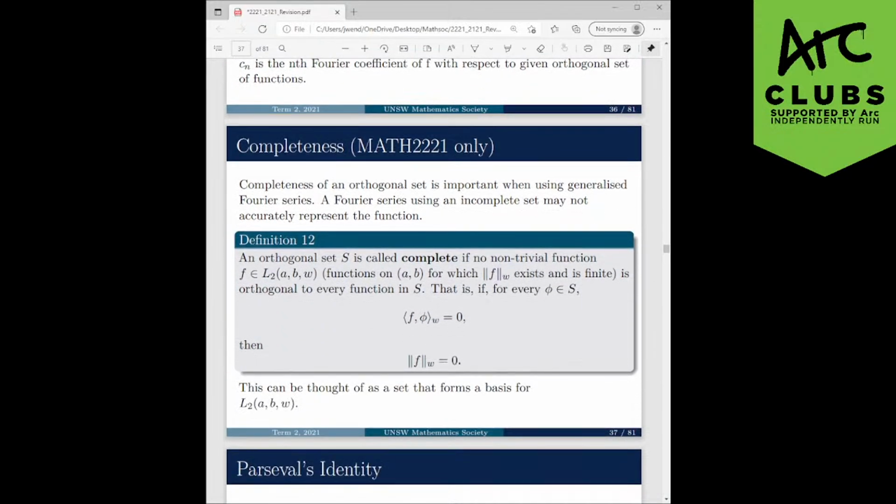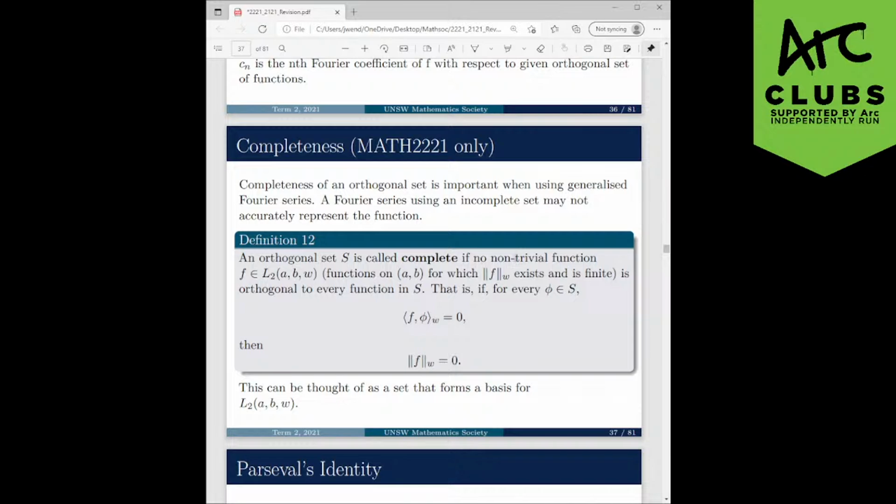Now, for 2221, an example: the completeness of an orthogonal set. We already have the definition of the orthogonal set, and I'm just adding on another definition. It's complete if there's no other function, some mysterious function outside the set, that is orthogonal to every function in your apparently complete orthogonal set. So if you've already decided it's a complete orthogonal set, you shouldn't be able to find some other non-trivial function out there that's also orthogonal to every function in your set. Otherwise, it should be in there because you should have a complete set.